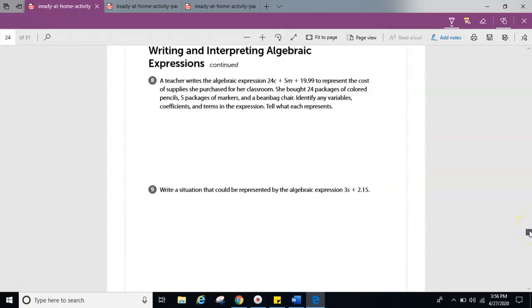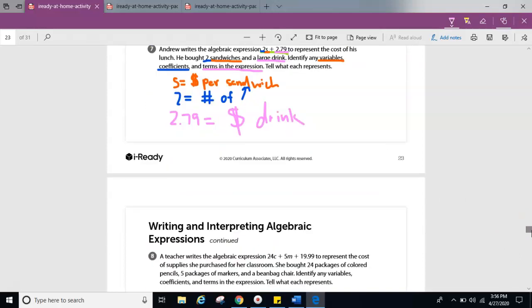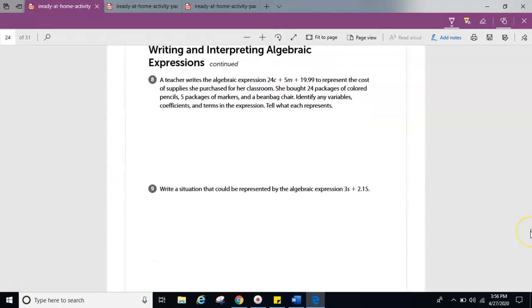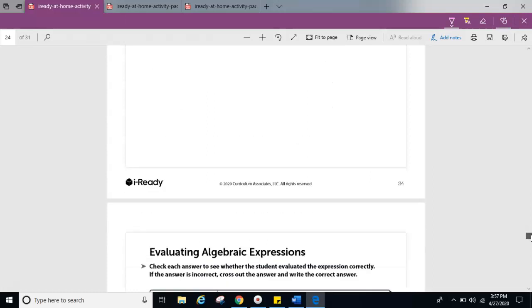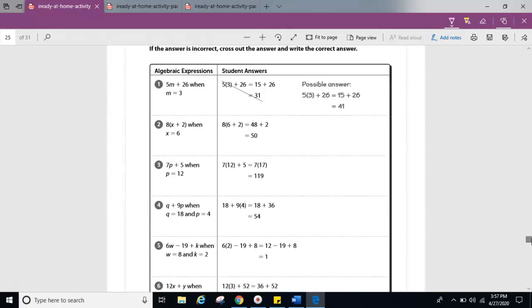So you have 8 and 9 to do. For 8, you're just going to read it and do the same thing that I did, identifying variables, coefficients, and the other terms in the expression, and then tell what each represents. So just like I did above, writing S equals the cost per sandwich, 2 is the number of sandwiches, and 2.79 is the cost of the drink. And then number 9, you're going to write a situation, so create your own word problem that could be used for 3s plus 2.15.